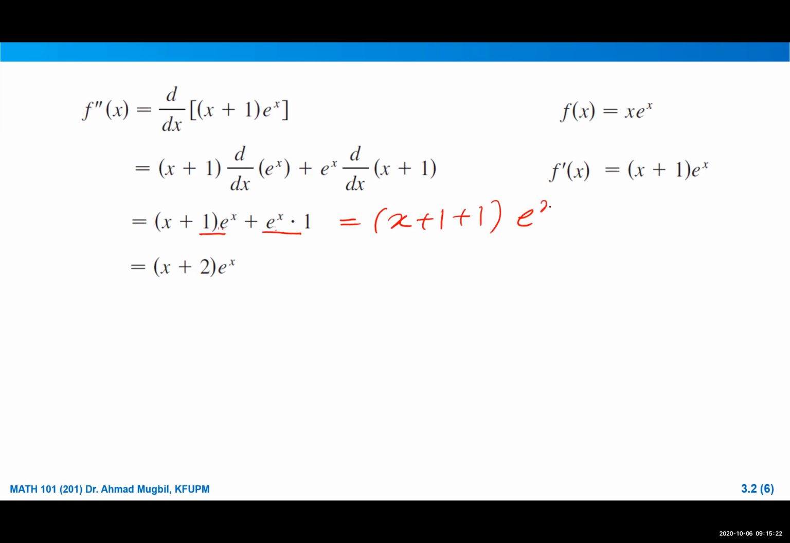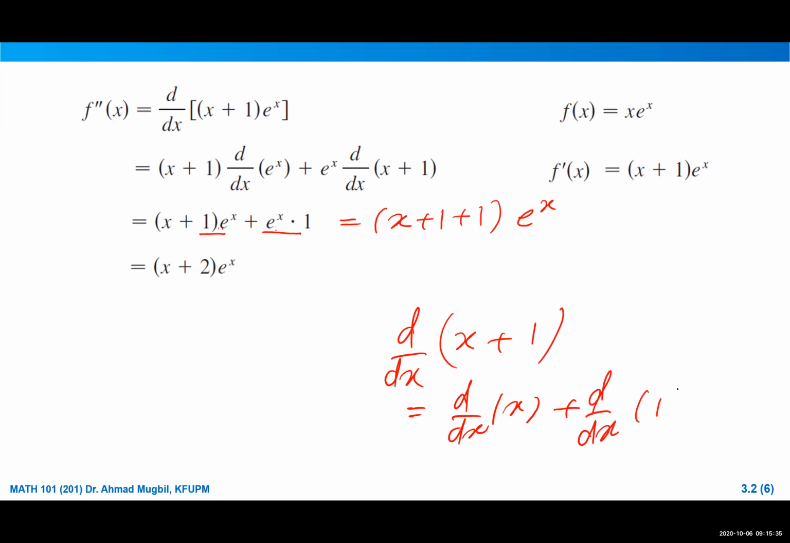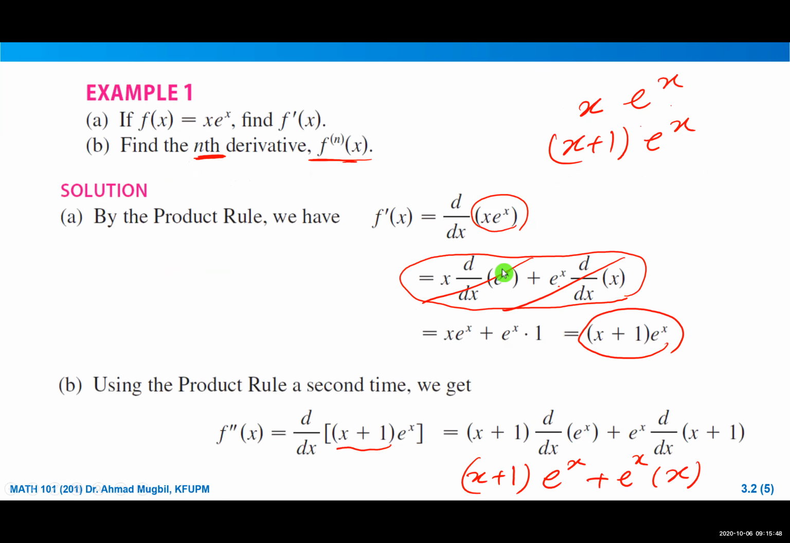The derivative of x plus 1 is 1, right? The derivative of x plus 1, it is the derivative of the sum of two functions. So it will be the derivative of the first one plus the derivative of the second one. The derivative of x is 1. You wrote x because you wrote x in the last slide. If I said that, it's wrong, so I just want to correct. It is 1, not x.